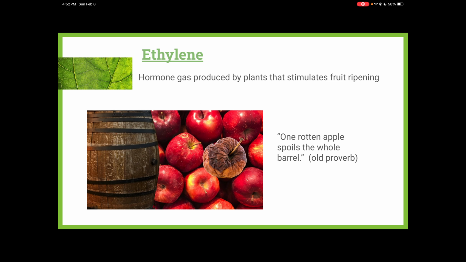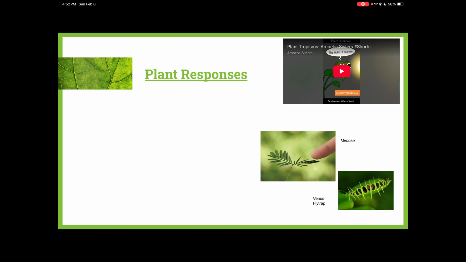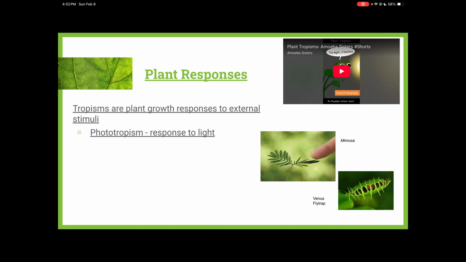Okay, ethylene we talked about already. All right, plant responses. So plants can respond to stimuli. That's one of the characteristics of life, and plants can do that. For example, you can see the Venus flytrap right there and the mimosa, both of those react to touch, and that's a plant response. They're called tropisms. They're plant growth responses to external stimuli.